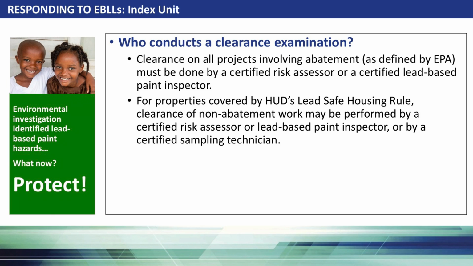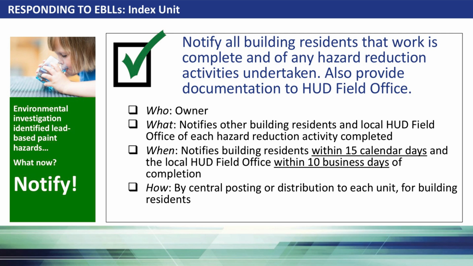Upon receiving the clearance examination report, the owner has 15 calendar days to notify building residents that work is complete and that hazard reduction activities were undertaken. Within 10 business days of passing clearance, the owner must also notify the HUD Field Office of the results of the report and that the lead hazard control work was completed.